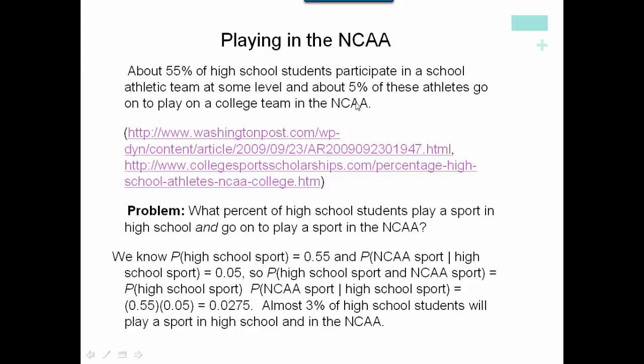Another example: 55% of high school students participate in a school athletic team at some level, and about 5% of the athletes go on to play on a college level team in the NCAA. What percent of high school students play a sport in high school and go on to play in the NCAA? We know the probability of a high school sport is 0.55, and the probability of an NCAA sport given a high school sport is 0.05. So we multiply the numbers. 0.55 times 0.05 is 0.0275. So about 3% of high school students will play a sport in high school and in the NCAA.